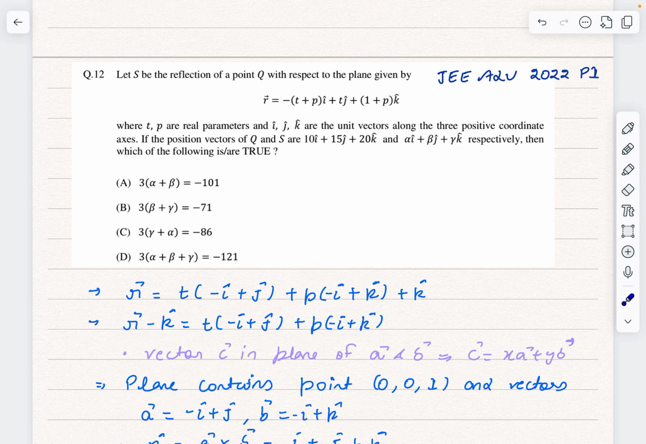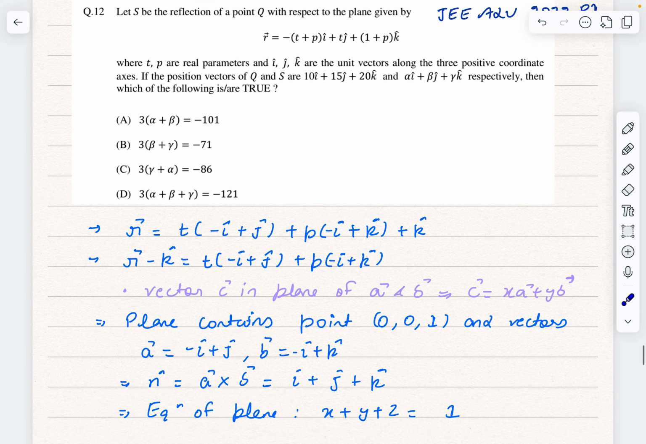So we can say this is a plane which contains the point 0, 0, 1 and the vectors A vector minus i cap plus j cap and B vector minus i cap plus k cap. I hope this makes sense to all of you. Now that we have this, we have to find the equation of the plane which contains this point and these two vectors. So just find the normal vector by crossing A and B. You get i cap plus j cap plus k cap. A passing point is 0, 0, 1. So the equation of the plane will be x plus y plus z equal to 1.